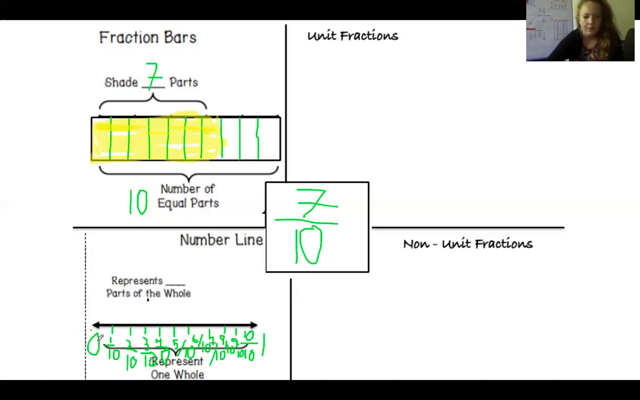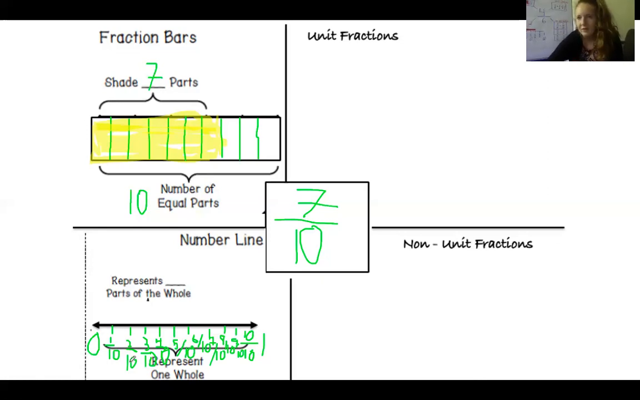So I've gone from 0, 1 tenth, 2 tenths, 3 tenths, 4 tenths, 5 tenths, 6 tenths, 7 tenths, 8 tenths, 9 tenths, 10 tenths, which is equal to 1. Again, if you want to put your equivalent fractions underneath, so for example, 5 tenths I know is the same as 1/2, you absolutely can.